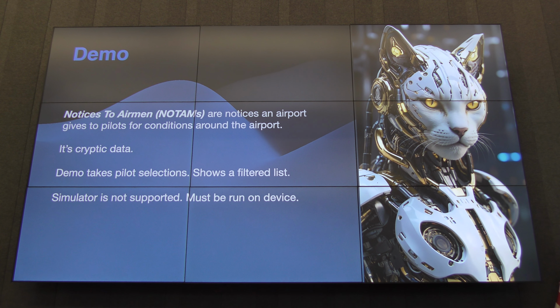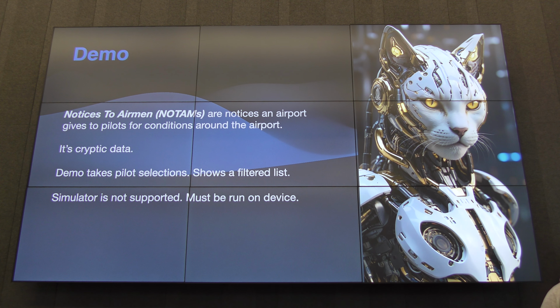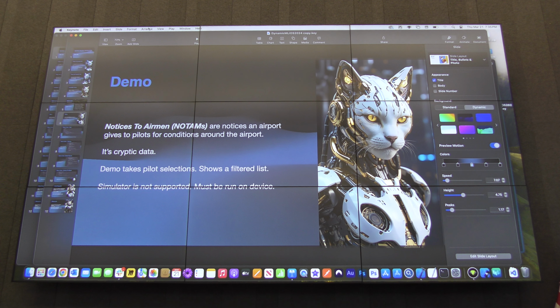They have very cryptic data that they can read of all the things that are happening at or around the airport that they have as their destination. So this demo basically is going to allow the pilot to start selecting things, and then we're going to train and create a filtered list based on it. Very important point, simulator is not supported. You must run this on device. So let's go ahead and do a demo.